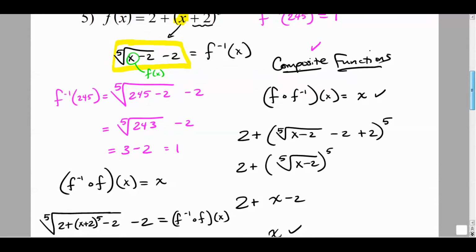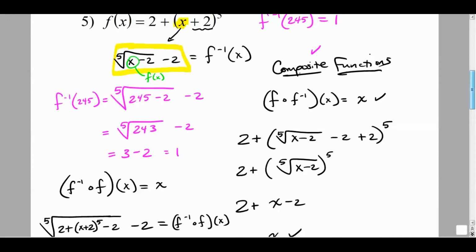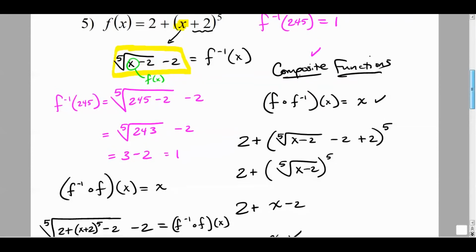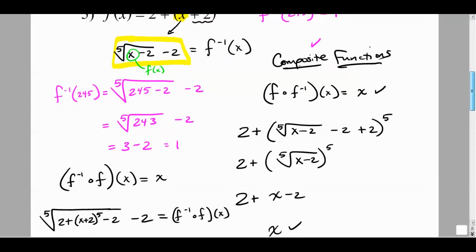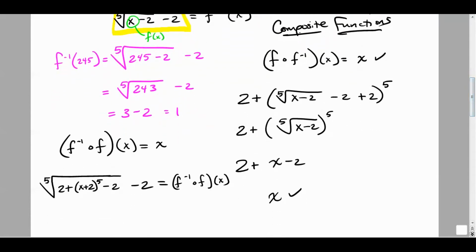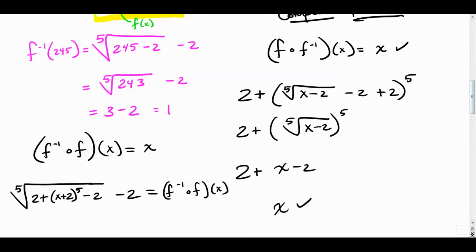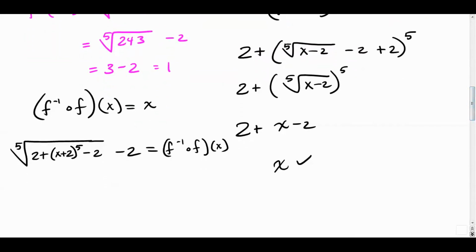So I rewrote my inverse, but instead of the x, I'm replacing it with the function. Yeah, I think I'm good. So my claim is that this should yield for me just the value of x. So let's clean this up on the inside first. 2 minus 2 is 0, so this is just x plus 2 quantity to the 5th, and there's a minus 2 on the outside.